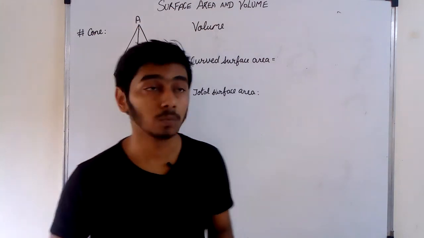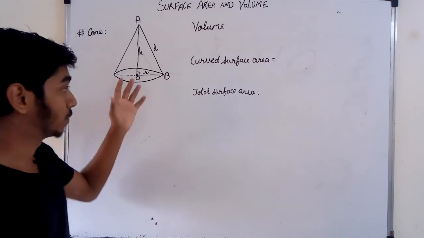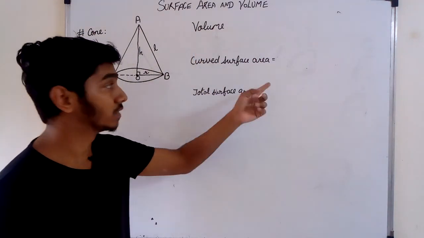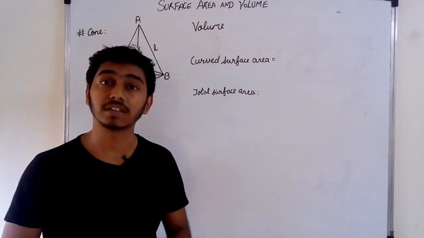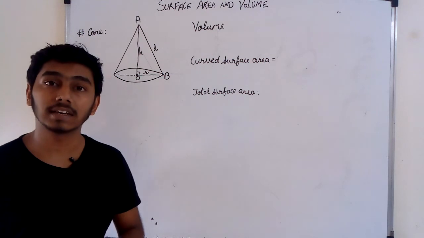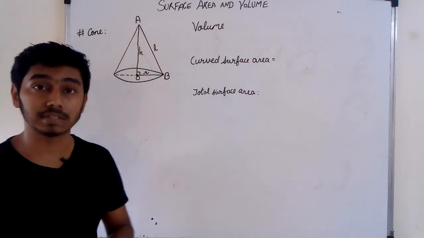So in this video, we are going to discuss only about the cone. This video is based on the cone itself: the volume of a cone, the curved surface area and the total surface area of a cone. Now you know what a cone looks like. So this is how the cone looks.